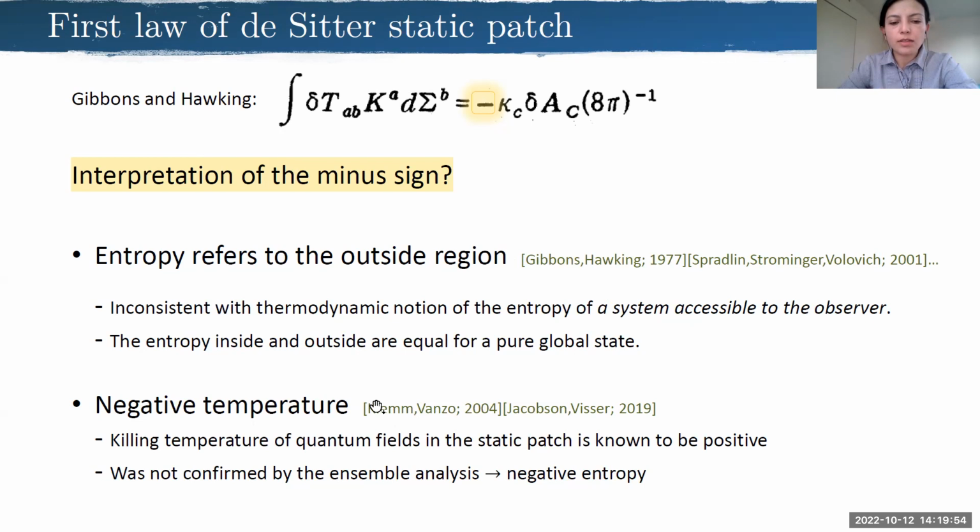The main problem with this interpretation is that when the Killing temperature of the quantum fields is obtained, it is actually a positive temperature, namely the temperature that Gibbons and Hawking found for the thermal radiation that is detected by an observer in the static patch of de Sitter space. So that temperature is positive.